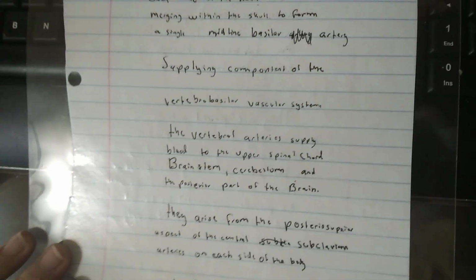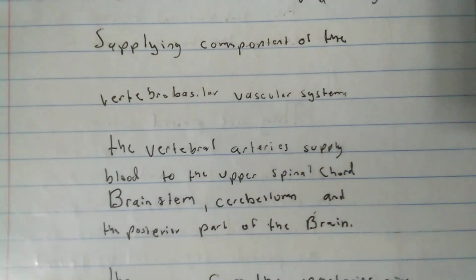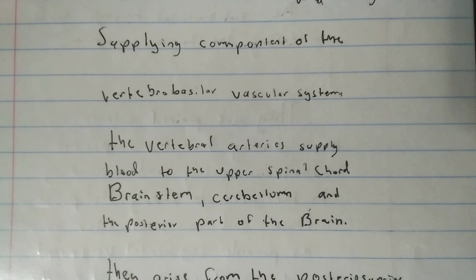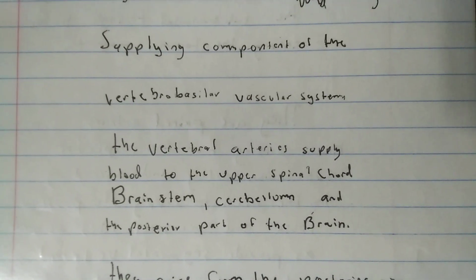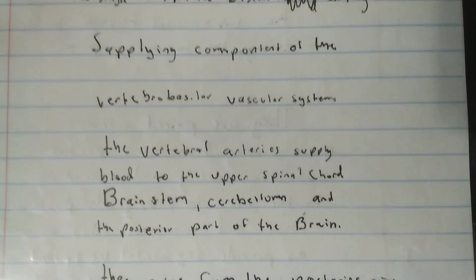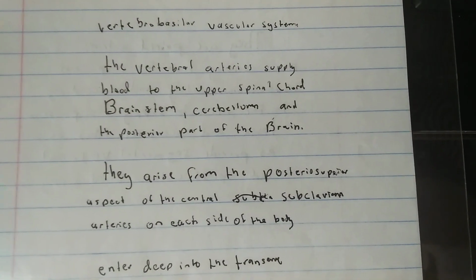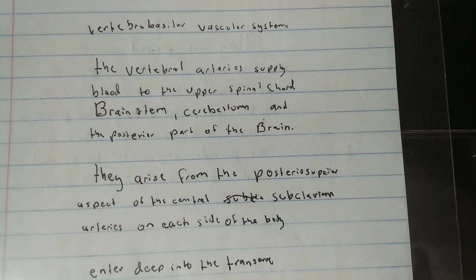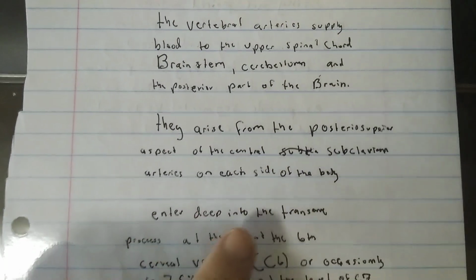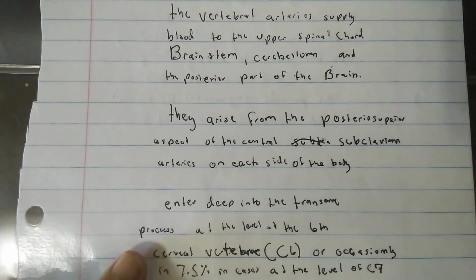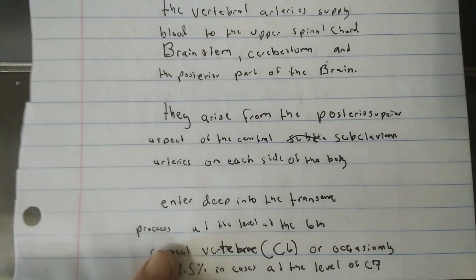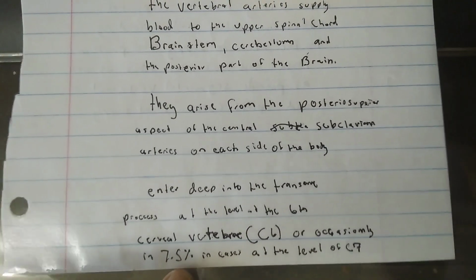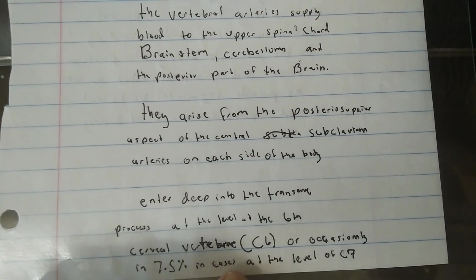Okay, the vertebral arteries supply blood to the upper spinal cord, brain stem, cerebellum, and the posterior of the brain. They arise from the postero-superior aspect of the central subclavian arteries on each side of the body, and enter deep into the transverse process of the sixth cervical vertebra, or what's called the C6, and in 7.5% of cases, at the level of C7.